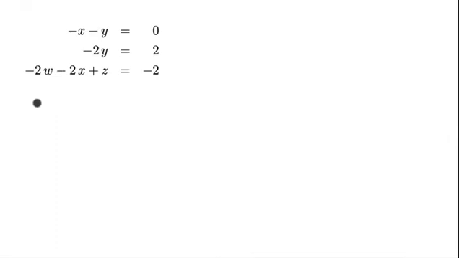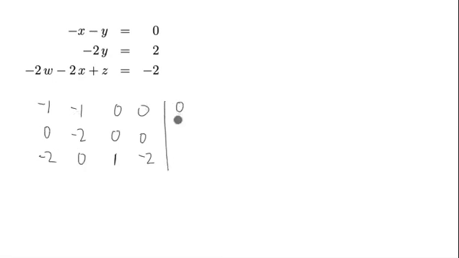So as a matrix, I think -1, -1, 0, 0. And then here I have a -2 for the y, here a -2 for x, -2 for w, and then we'll have, let's say, a 1 for z. And this is my matrix. I have zeros here, and then we'll augment it and look at the reduced row echelon form.